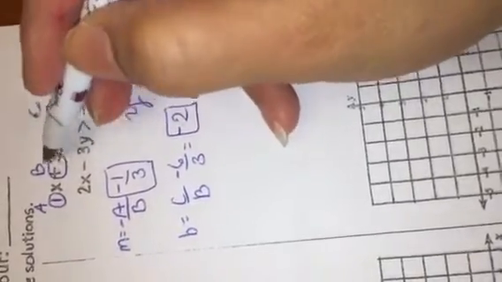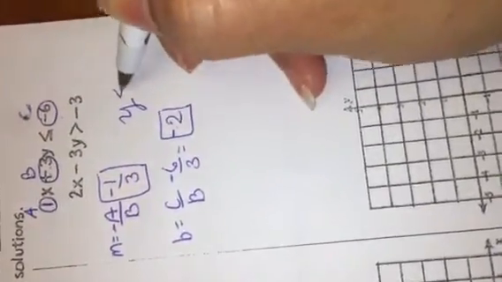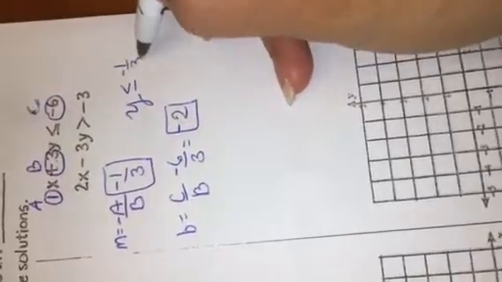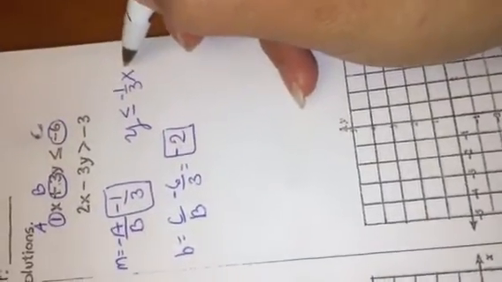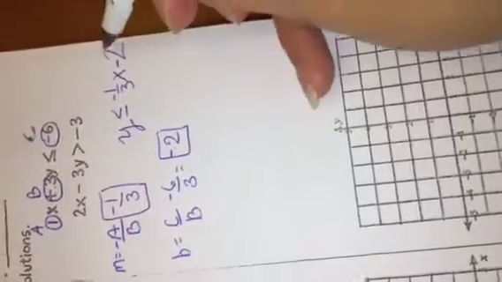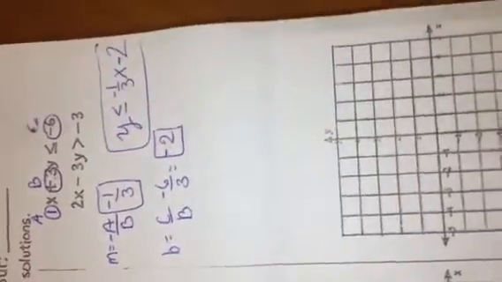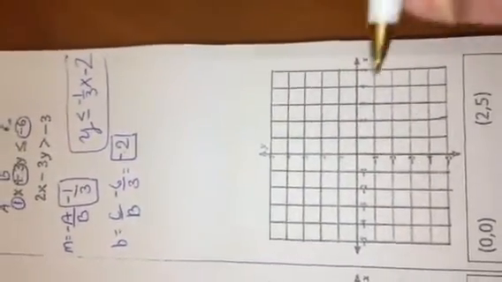So my inequality for that one's going to be Y. Are we going to flip the sign? Nope, because B is positive, so keep it the same. Then write your slope and your y-intercept. So there it is. I'm going to go ahead and graph that first before I start with the second inequality.